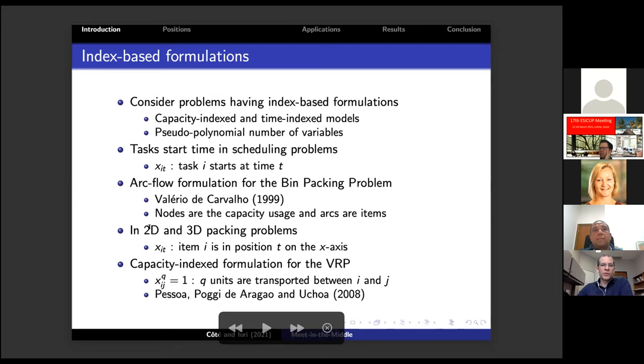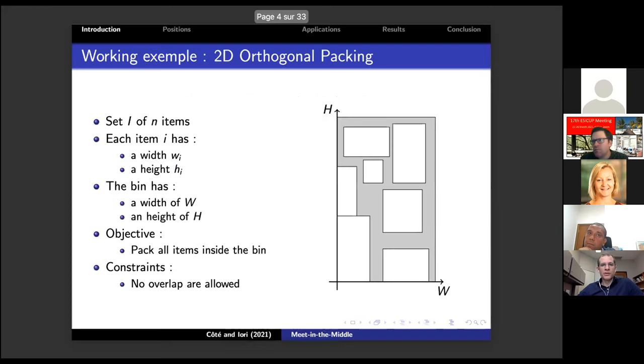We can also see these formulations in packing problems in 2D or in 3D, where typically we have a variable x_ij that decides if item i is positioned on a given coordinate. We can see them also in the CVRP, where the decision variables are x_ijq, indicating if q units of a product are transported from i to j. This too is an index-based formulation. For this presentation, I'm presenting the meet in the middle applied to the 2D orthogonal packing problem, but it can be applied to many other problems.